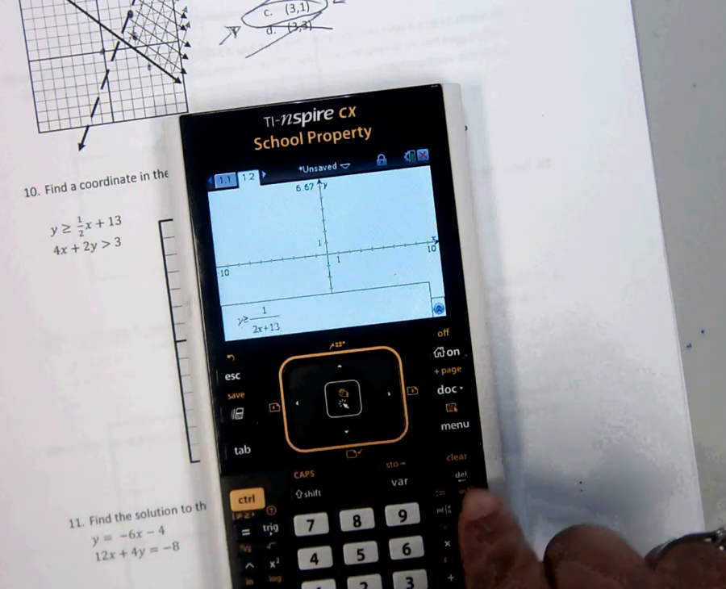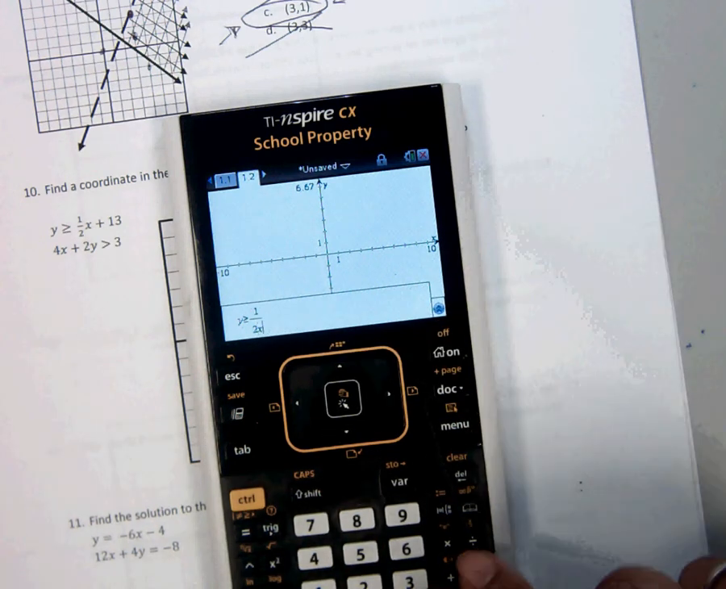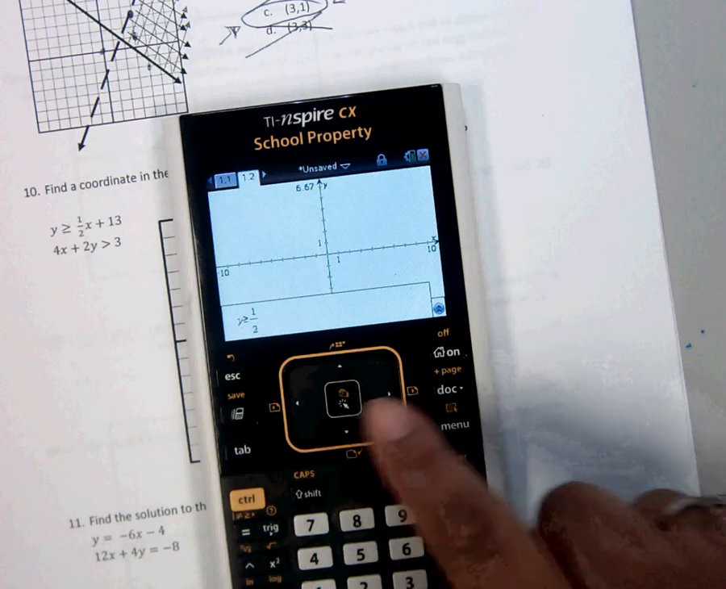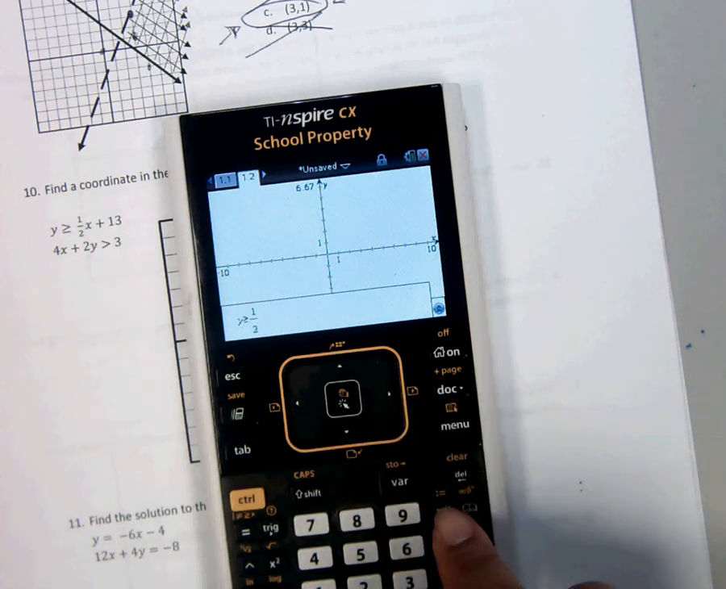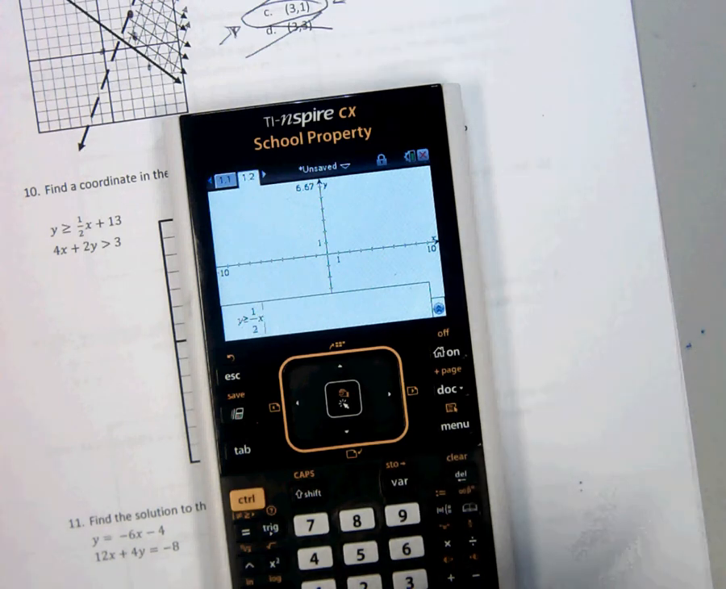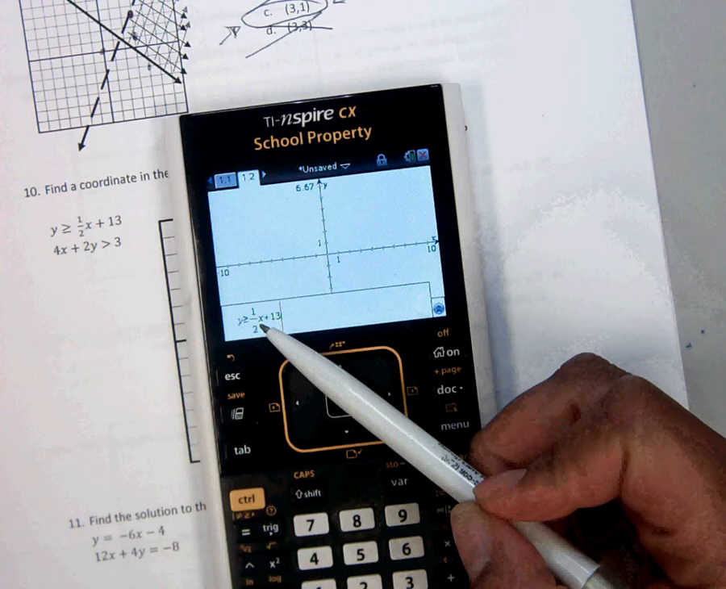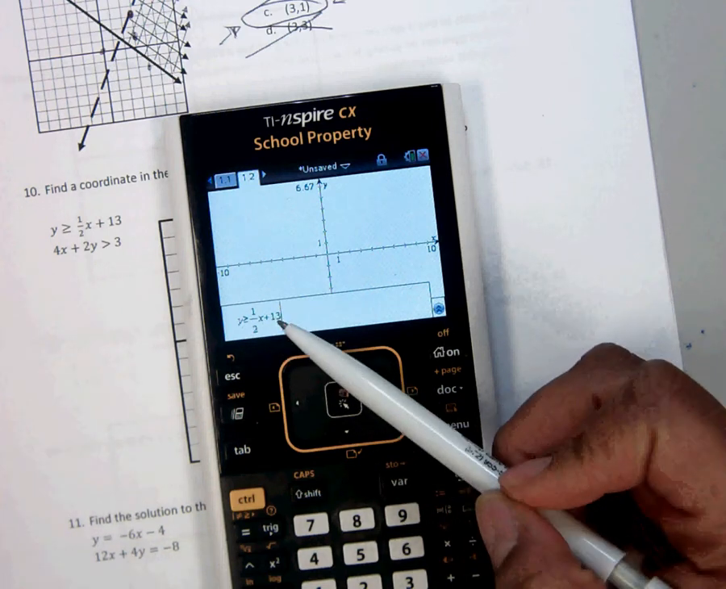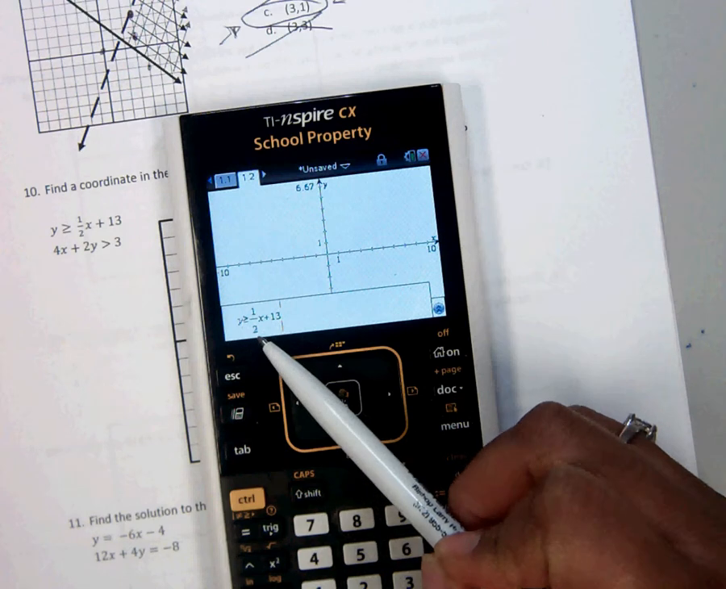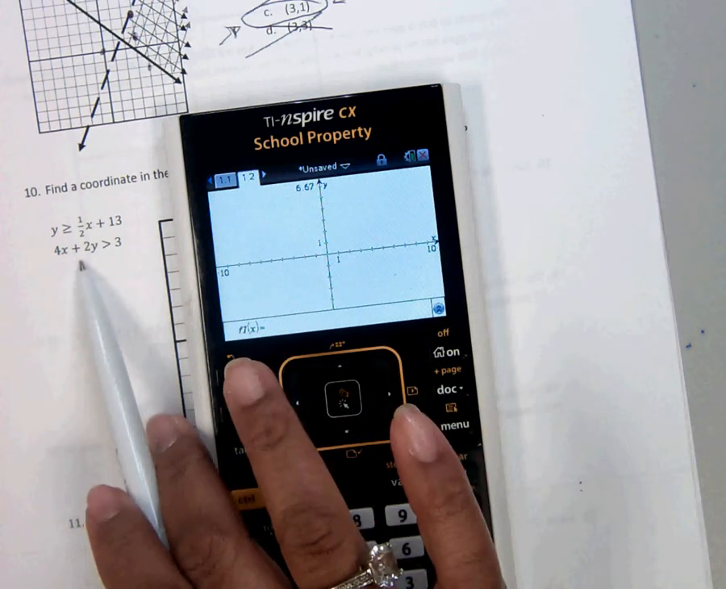plus 13. Uh-oh. You notice how everything went towards the bottom? When you use the button next to the 9, press over so that the line is big enough. And that's 1/2 x plus 13. Now, it's on the side, and the big line is there, so it's not writing it at the bottom. Down. We have to solve that one for y.